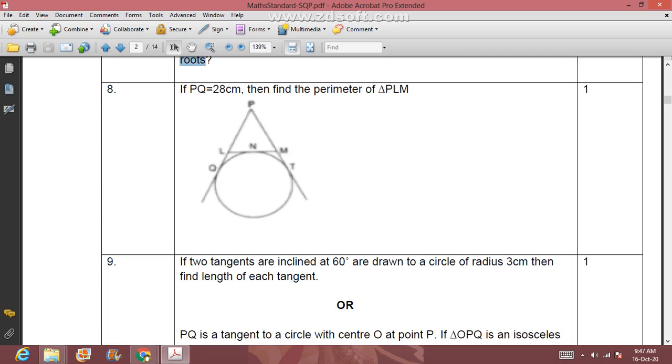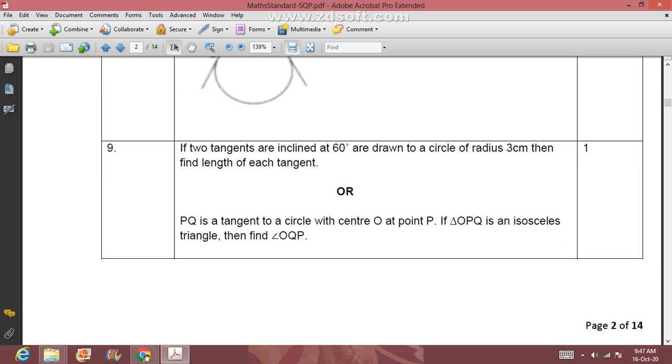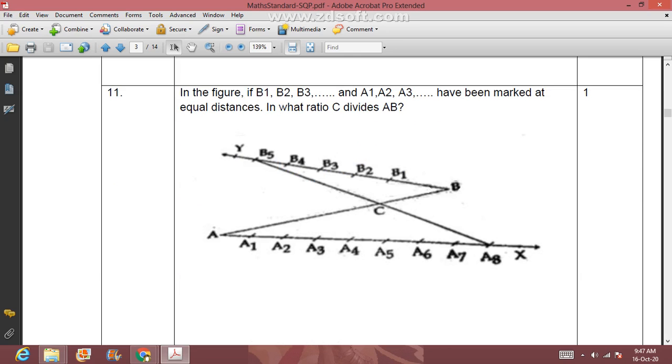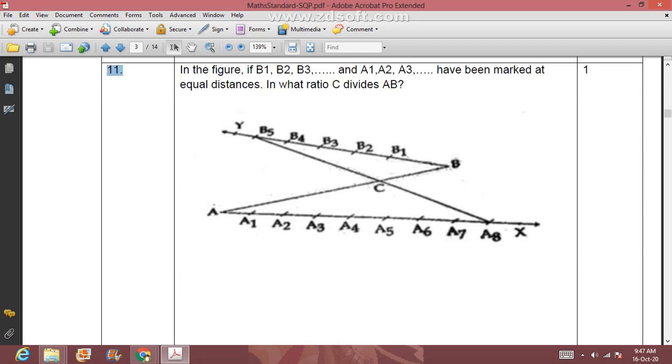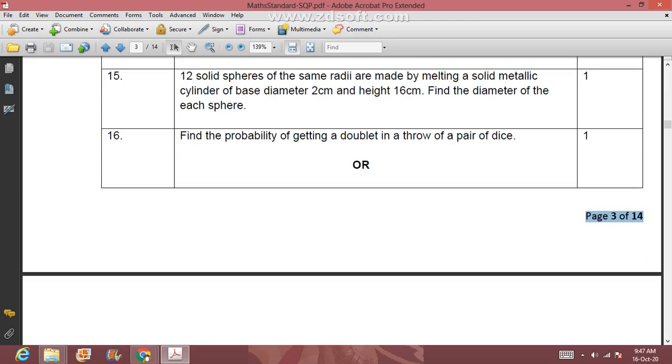See, this is question number 8. You have to find the perimeter of the triangle PLM. Question number 9, internal choice is there. 10, 11, this question is on the construction. 12, 13, 14, 15, and internal choice is given in question number 16 also.